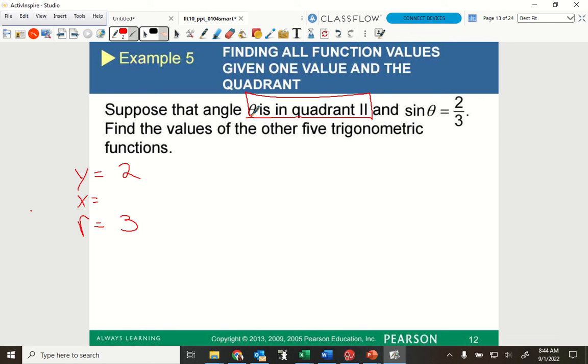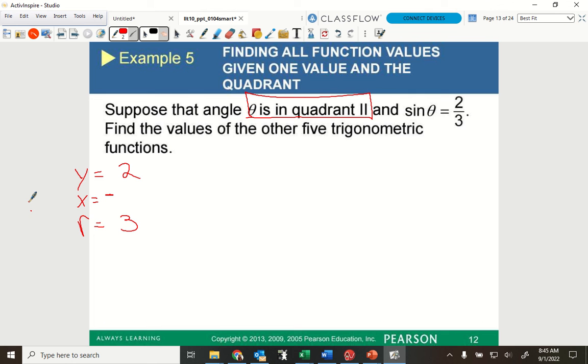We're missing the x. And if my angle is in quadrant 2, what do we know about the x value in quadrant 2? It's negative. Yes? No? Maybe? Question? Okay, we talked about this one the other day. I wrote out the whole circle and put in all the different things. So the x value in quadrant 2 is going to be negative. That's one thing I'm going to put right here.